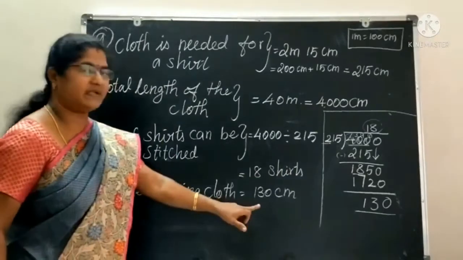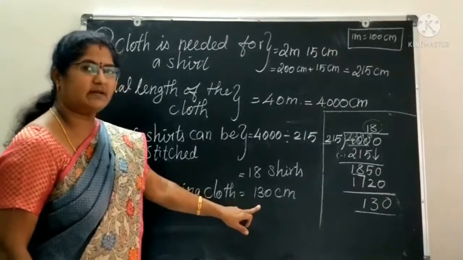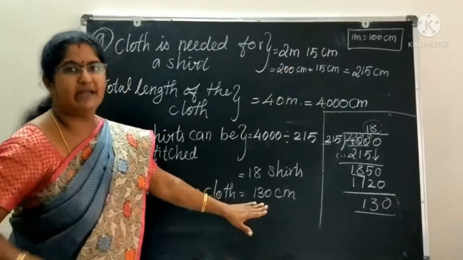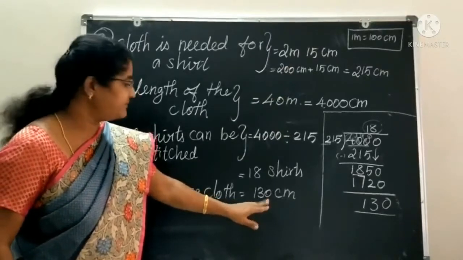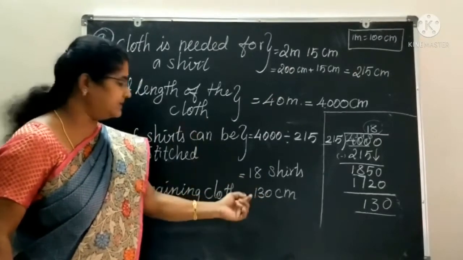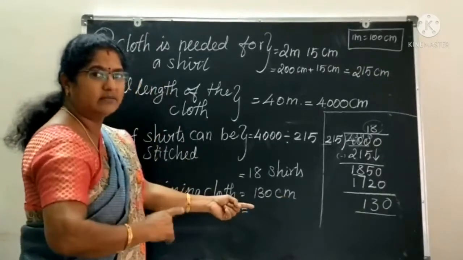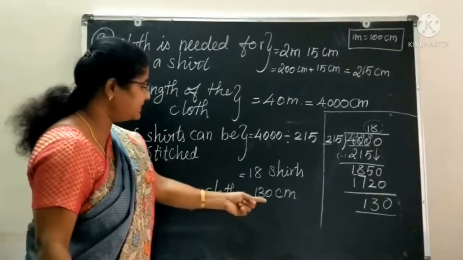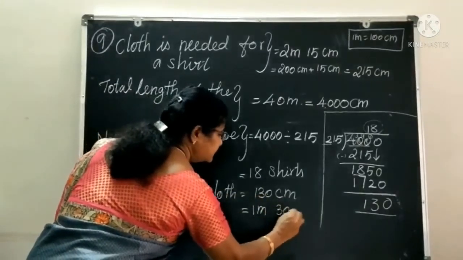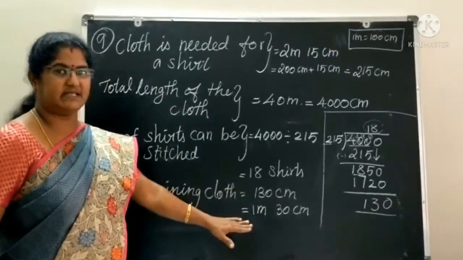So this 130 centimeters we can write in meters and centimeters. We can split it. 1 meter has 100 centimeters, so we convert into a higher unit, so we have to divide. When we divide, 100 centimeters equal 1 meter, then 30 centimeters. The quotient is 1, remainder 30. So 1 meter 30 centimeters. Okay, we can split into meters and centimeters.